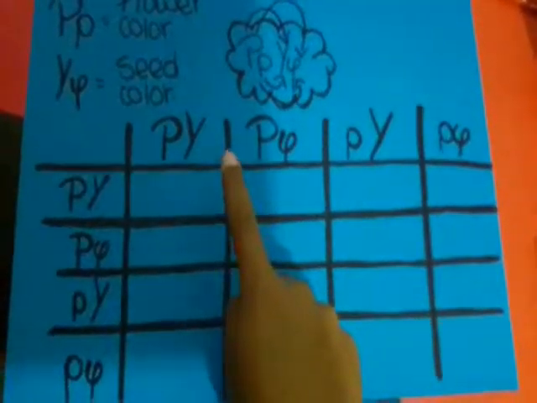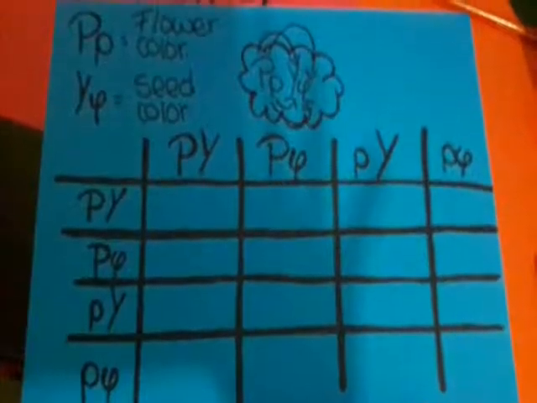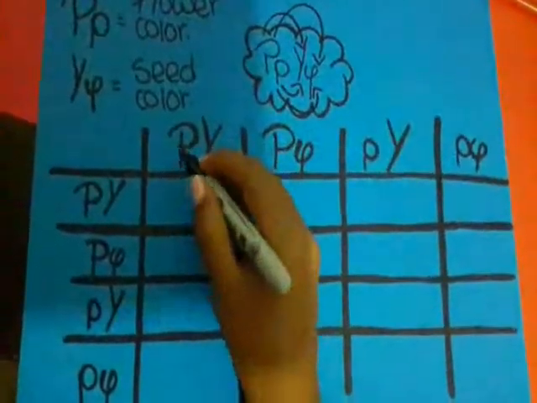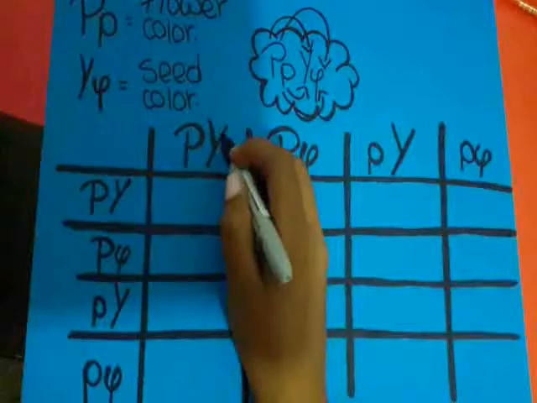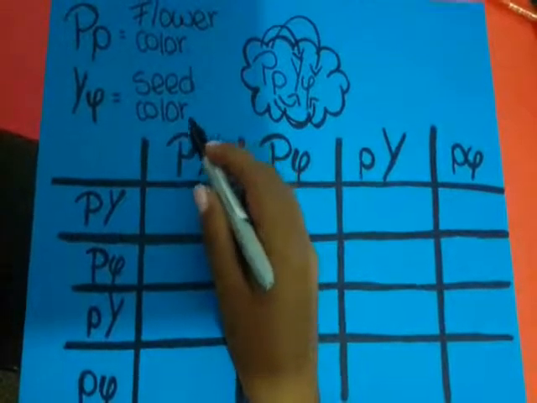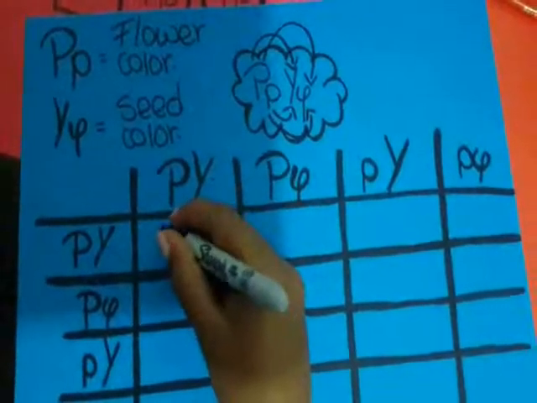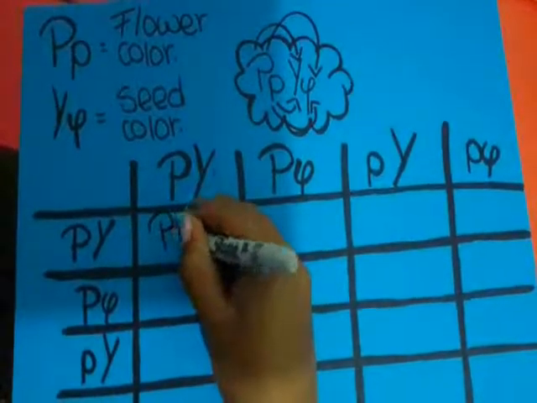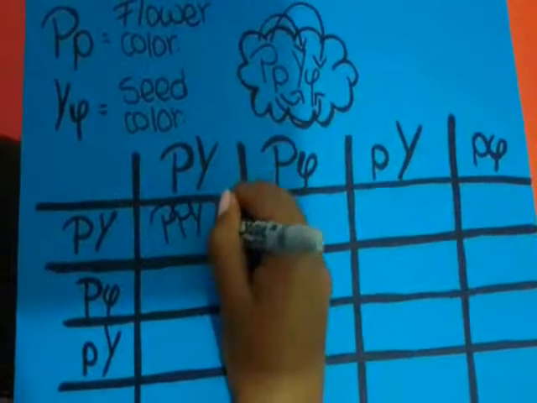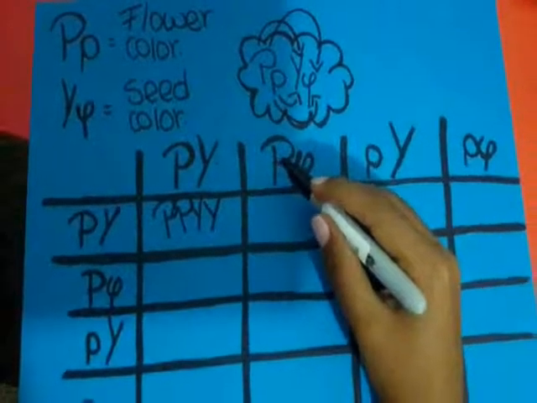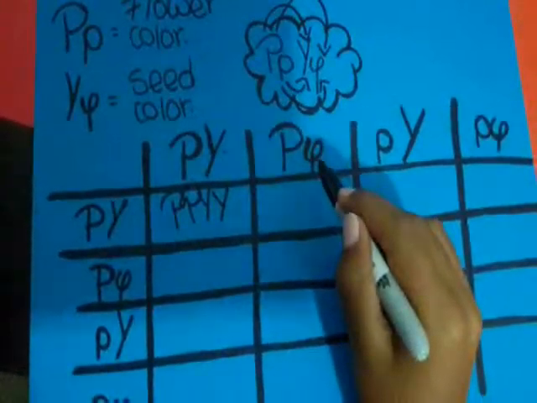After we locate them up, we're going to do the same down. And then we can start crossing them. So here we have capital P, capital P, capital Y, capital Y. So I'm going to write it. Then here, capital P, lower y, capital Y.